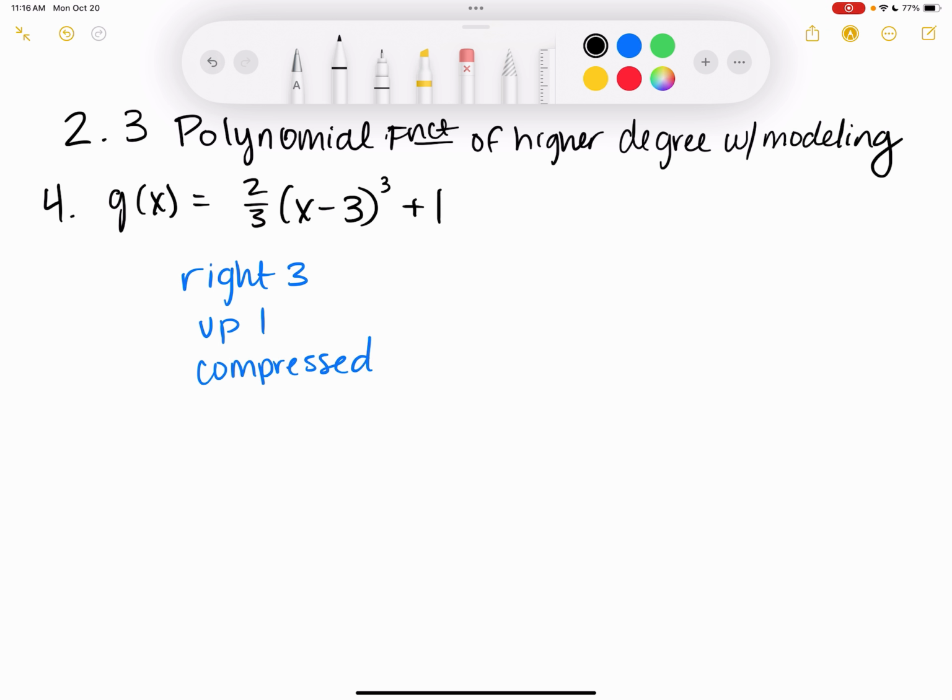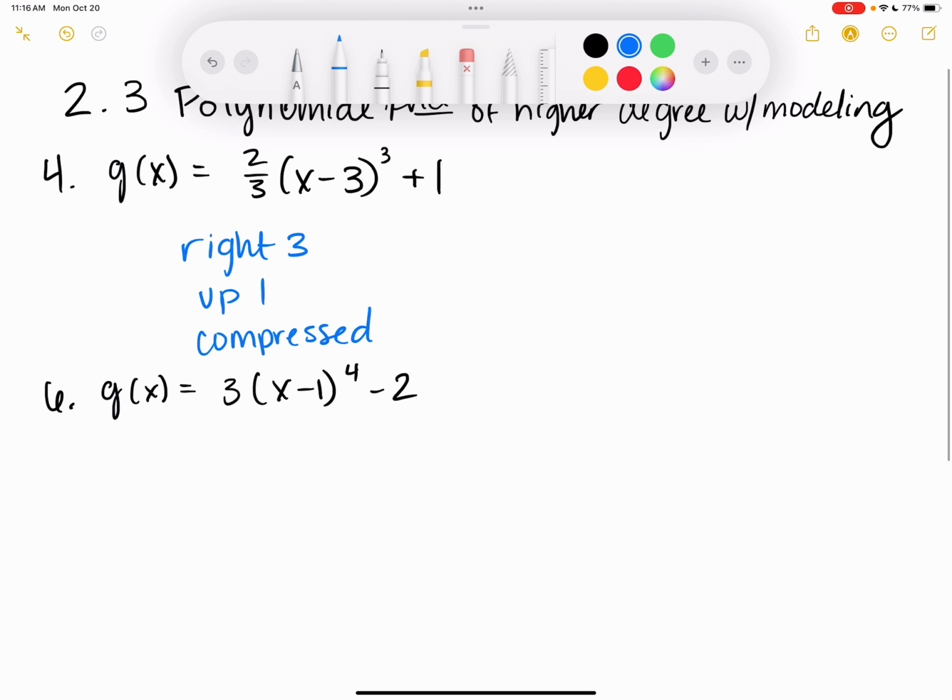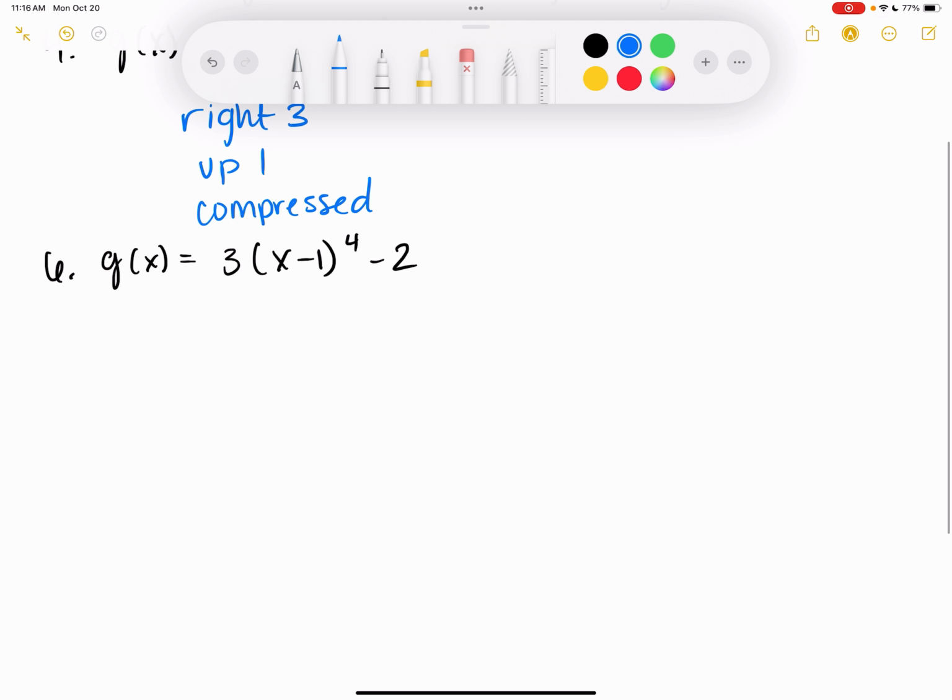Six. g of x is equal to 3 times x minus 1 to the 4th minus 2. What's happening to this one? Right 1. Down 2. And stretched. And again, none of these ones were negative, but if there was a negative in front, obviously it would still be reflected, just like the other problems we had been doing.